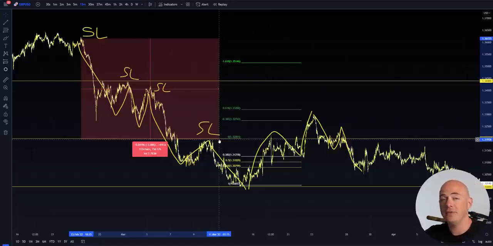The issue is it took 15 days. I can't do that. I'm not capable of it. It's just not my style of trading, but everybody has their own style of trading.